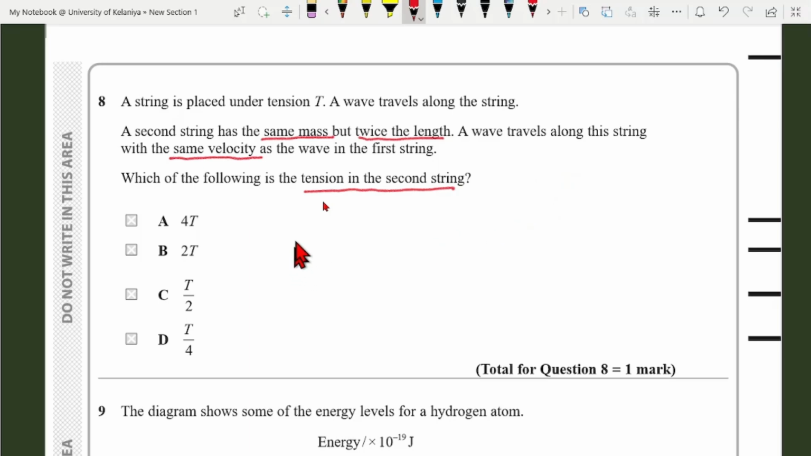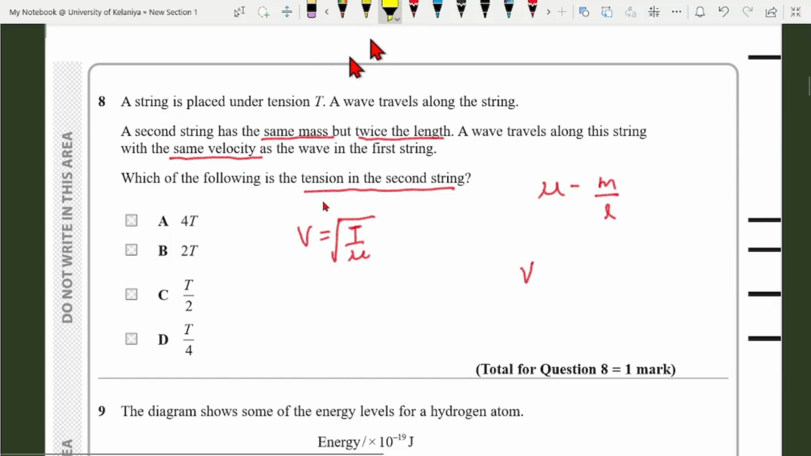It is V equals square root of T over mu, and mu is mass per unit length. So if this is the mass and this is our L, mu is mass over length, it is mass per unit length. Then in the second one, if I write the equation, they say the velocity is the same, so it is V.